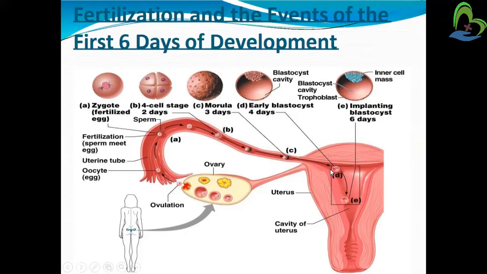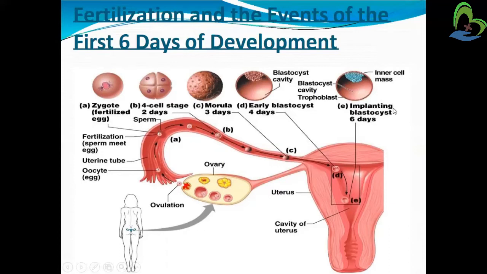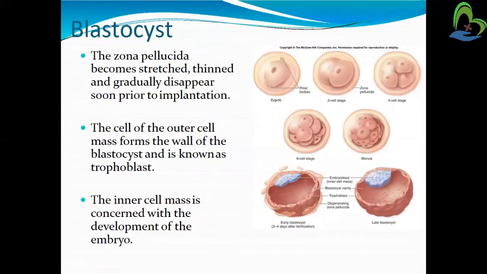So the D portion is our blastocyst. Okay, and this is the blastocyst cavity and the trophoblast. And for the implanting blastocyst at 6 days, meaning after the completion of fertilization, implantation of the blastocyst occurs after 6 days. So this is the summary of fertilization and the events of the first 6 days of developmental stage. Okay, so let's move on further.